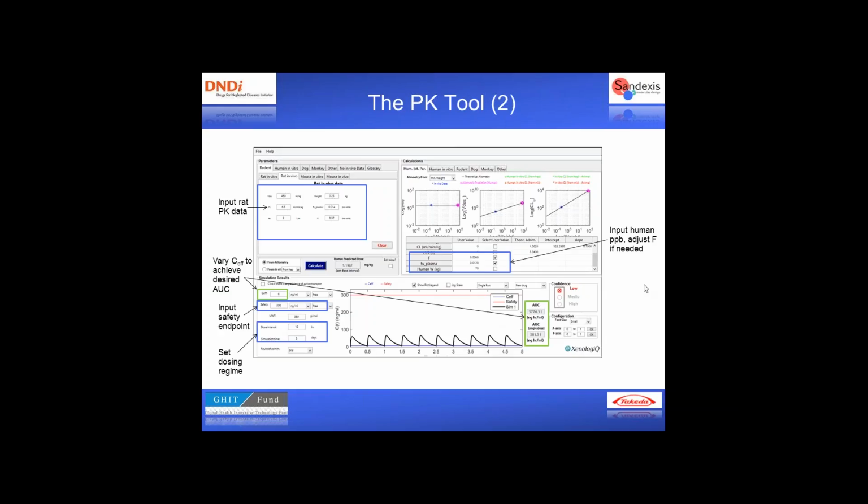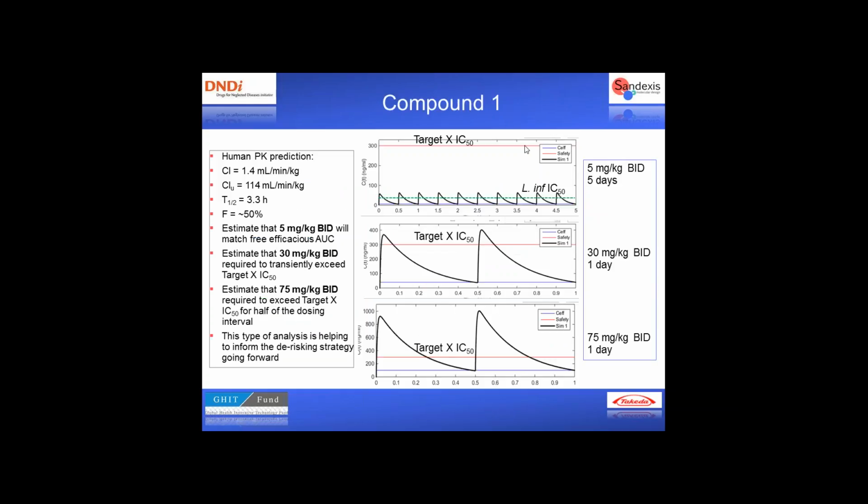And if we carry out a bunch of those different calculations, this is what we get to for this particular compound. Out of the PK tool, we generate a clearance prediction. From that, we can calculate what the unbound clearance is based on its plasma protein binding, half-life, and bioavailability. And as you can see, what we've been able to do quite easily is just modulate the dose.